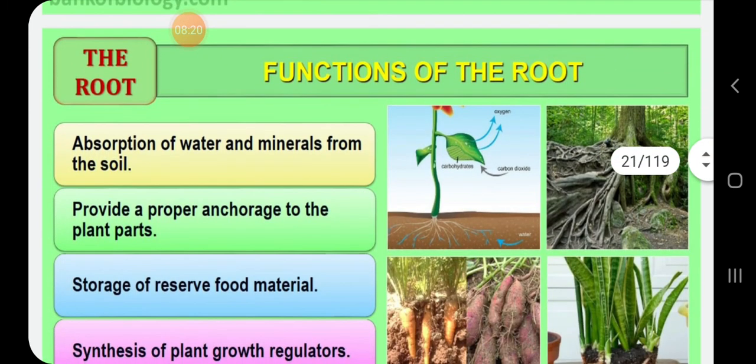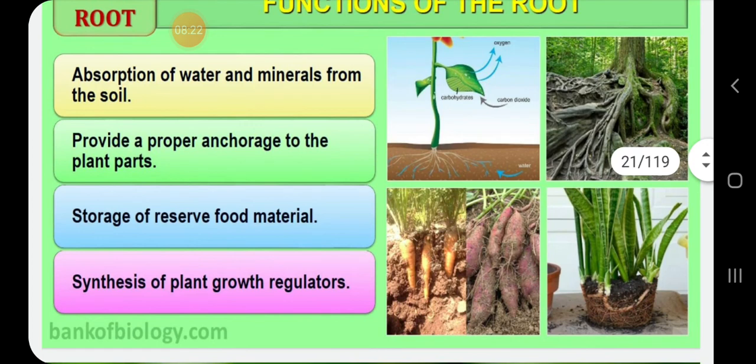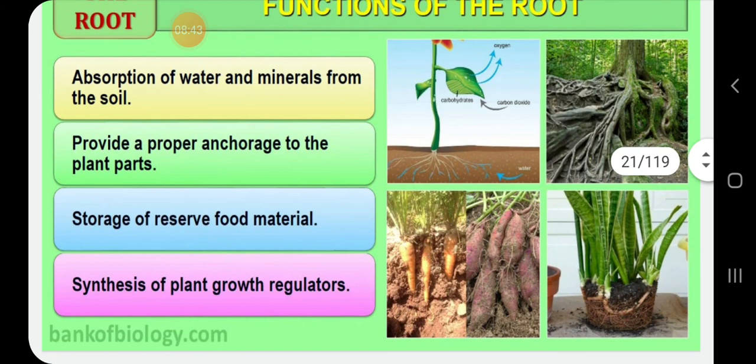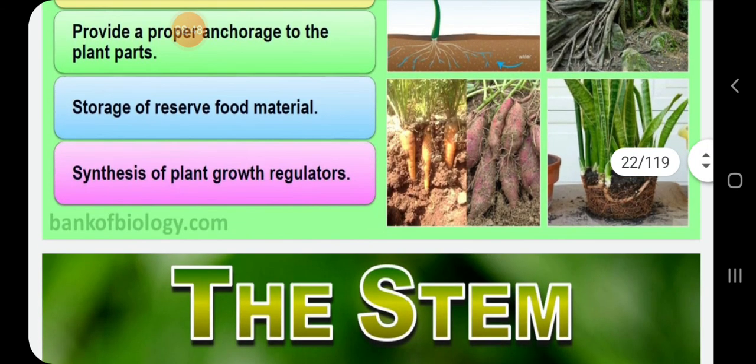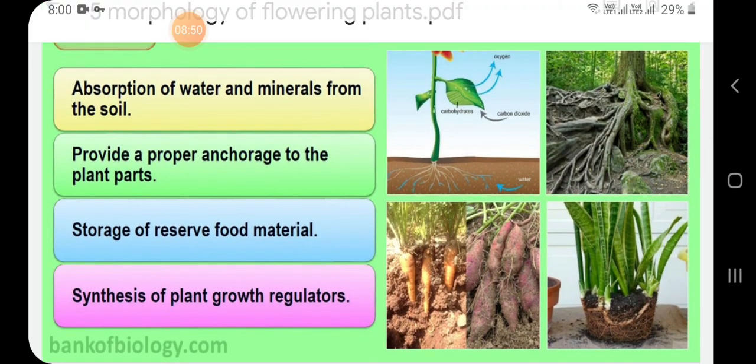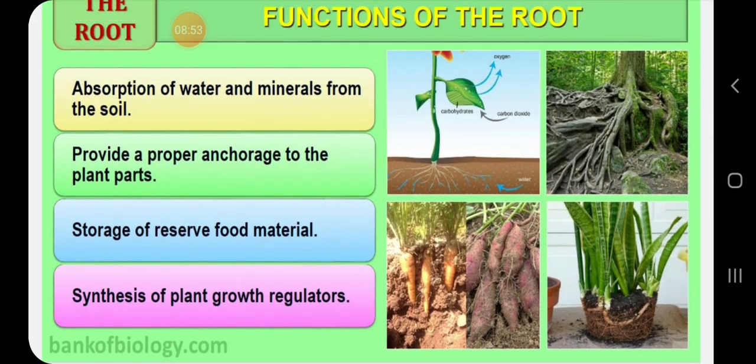So these are the functions of roots: absorption of water and minerals from the soil, providing proper anchorage to the plant, which means it anchors the plant to the soil, storage of reserve food material, and synthesis of plant growth regulators. So this is all about the root and its modifications.